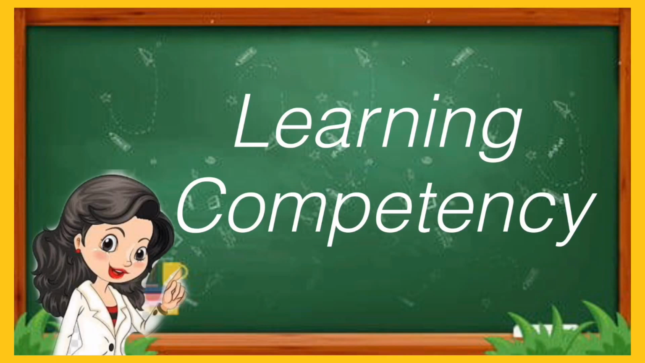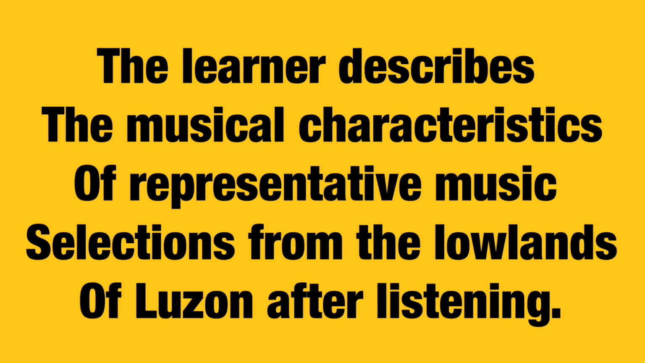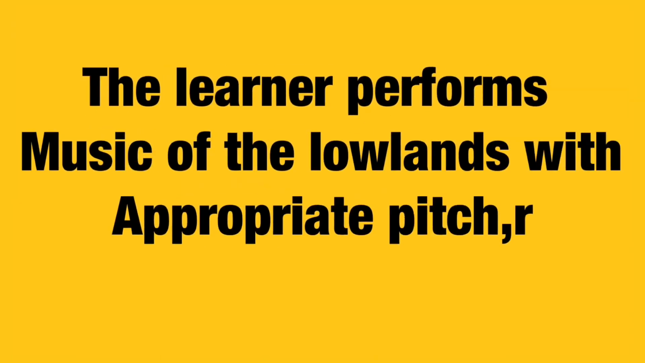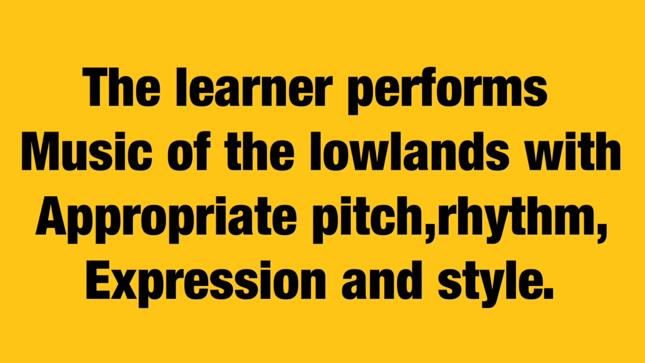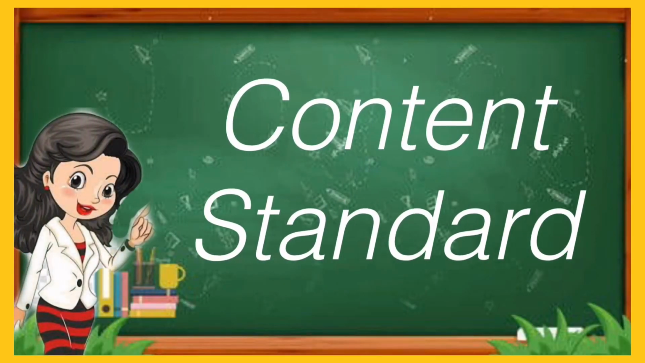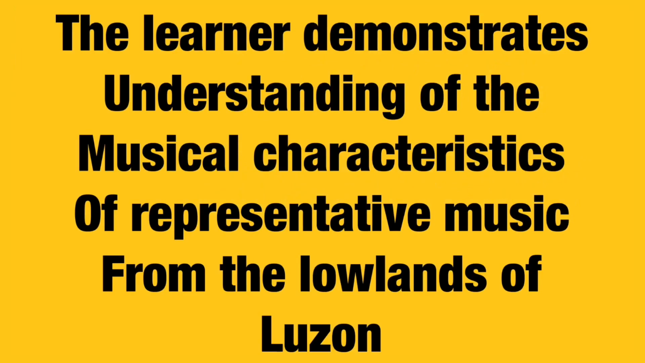Our learning competency for this lesson is the learner describes the musical characteristics of representative music selection from the Lowlands of Luzon after listening. Performance standard: the learner performs music of the lowlands with appropriate pitch, rhythm, expression, and style. And our content standard: the learner demonstrates understanding of the musical characteristics of representative music from the lowlands of Luzon.